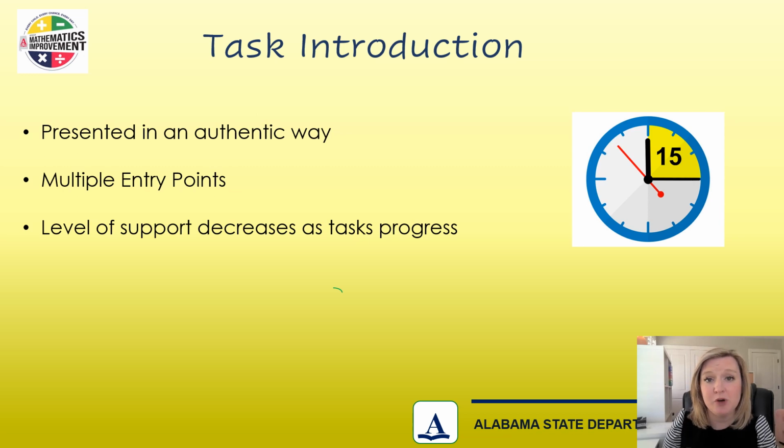The level of support that the teacher gives while she introduces these tasks decreases over time. This helps promote critical thinking skills and helps students process the information independently as they progress through the unit.